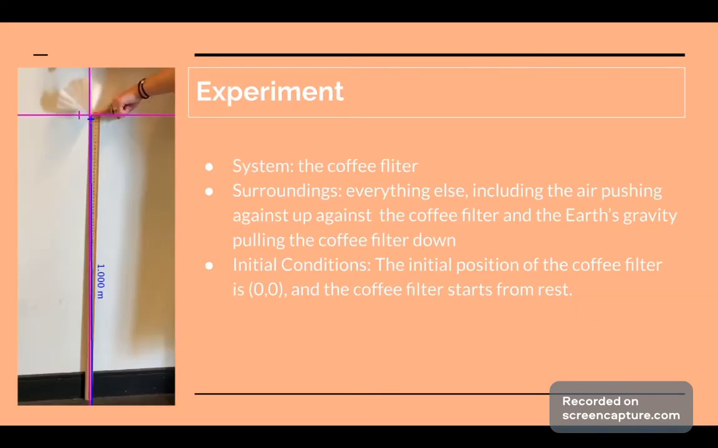This experiment involved the dropping of a coffee filter from 1 meter above the ground to the floor. The coffee filter's motion was tracked using the Tracker software to create a position versus time graph. The system in this experiment is the coffee filter, and the surroundings consist of everything else, including the force of gravity acting on the filter and the air pushing against the filter, creating drag. The initial position of the filter is at 0, 0, based on where I place the axes in the origin in Tracker.